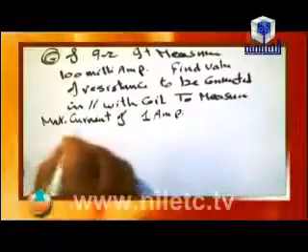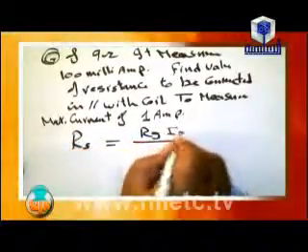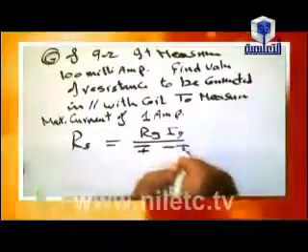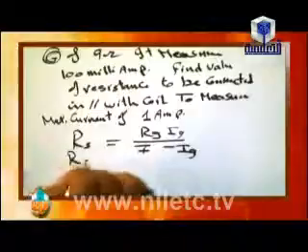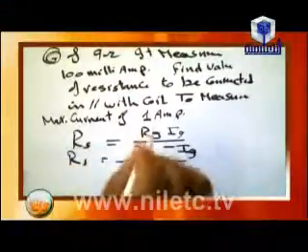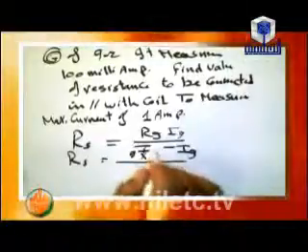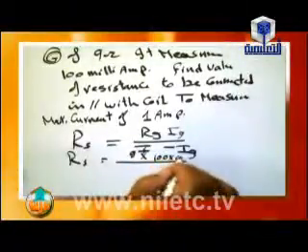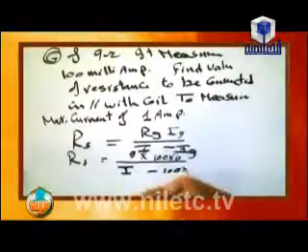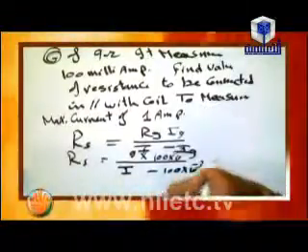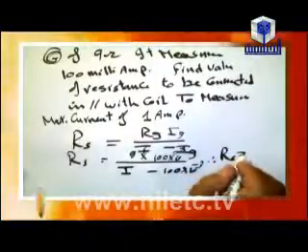The law of shunt: RS equals RG times IG over I minus IG. Then we must find RS. RS equals RG, 9, times 100 times 10 power negative 3 over I minus 100 times 10 power negative 3. Then RS, which is called the shunt resistance, equals 1 ohm.